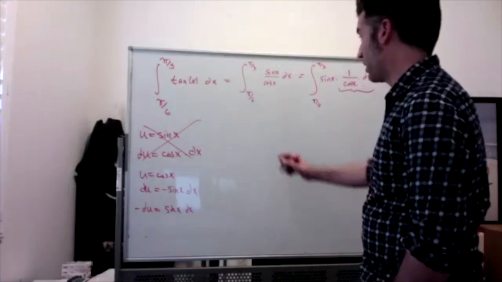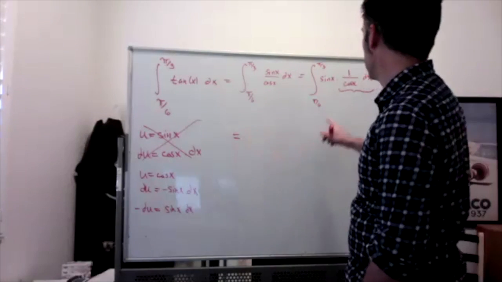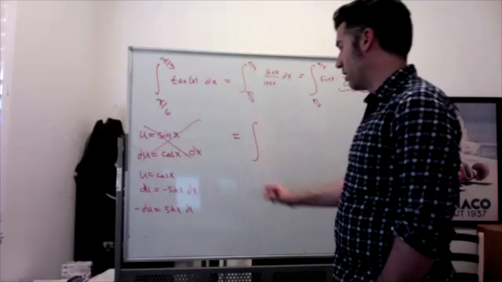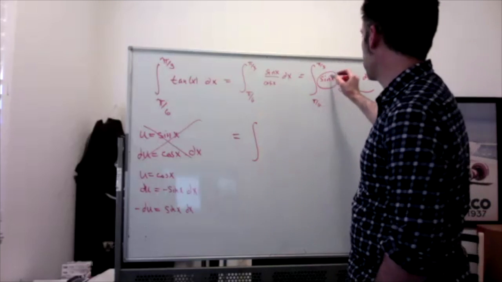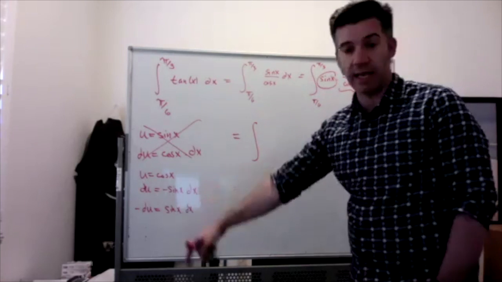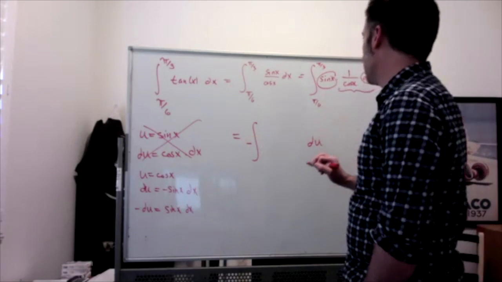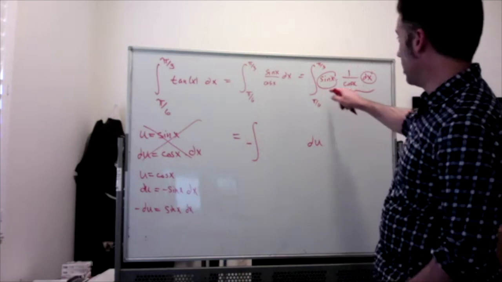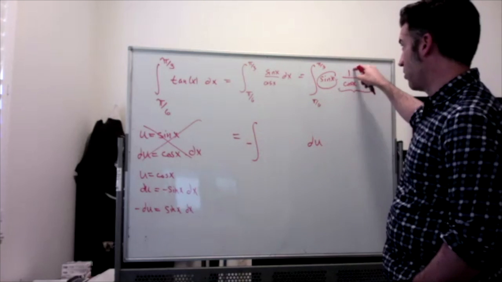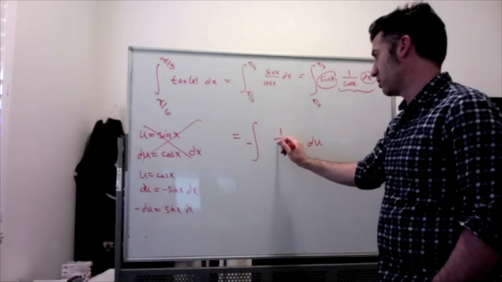So I can rewrite this integral as the integral of sine of x times dx, which is going to be my negative du. And I've dealt with the sine of x times dx. I still have the 1 over cosine, which is going to be the 1 over u.